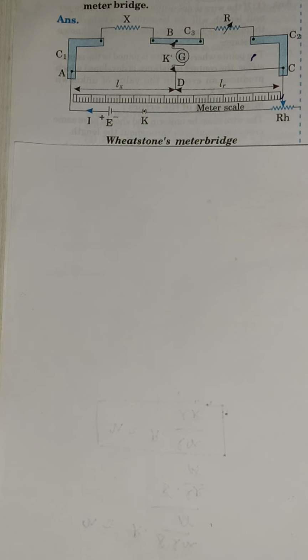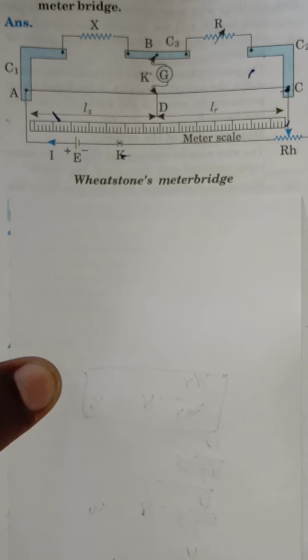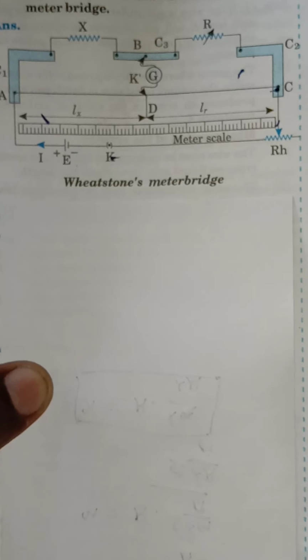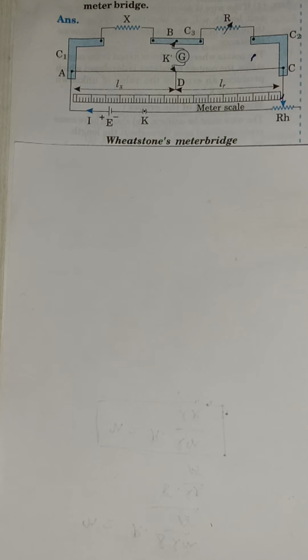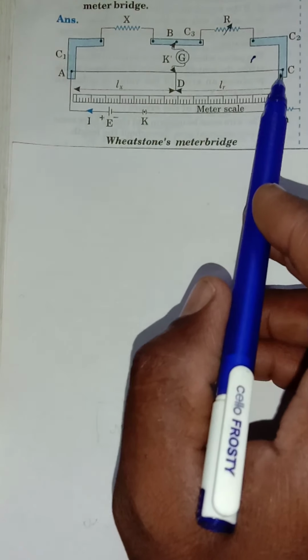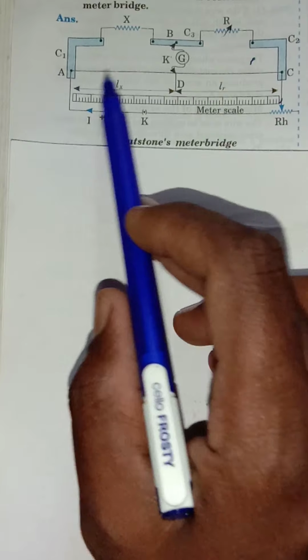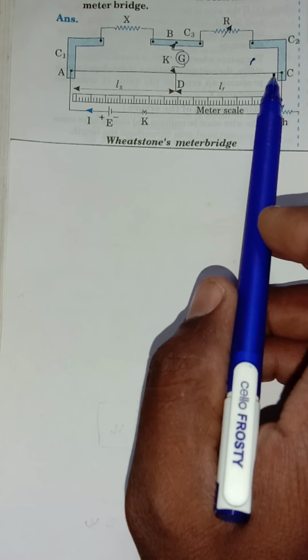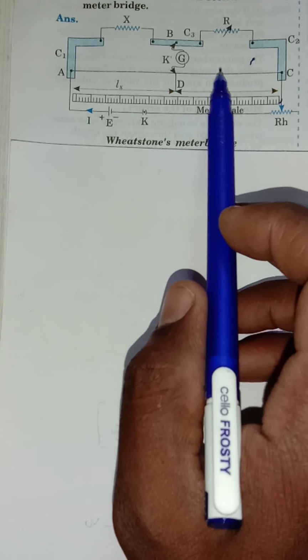Unknown resistance is X. It consists of a 1 meter long homogeneous wire of uniform cross section. Homogeneous means it is made up of the same material, and uniform means the wire AC has the same cross-sectional area, and the length of that wire is 1 meter. For that purpose, the instrument is called a meter bridge.